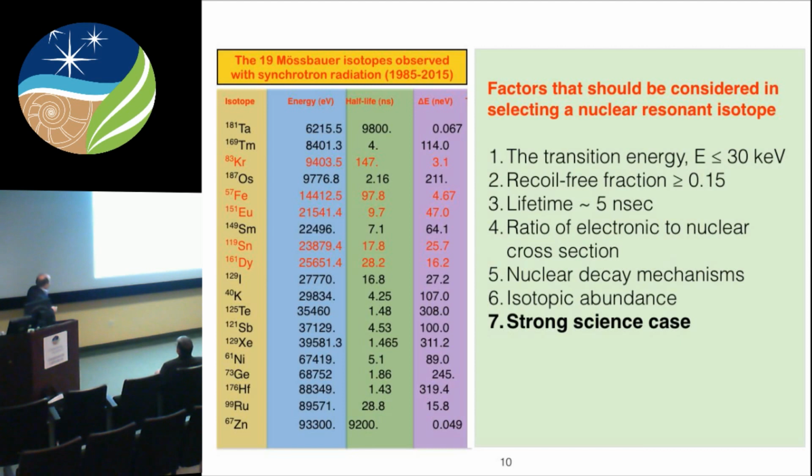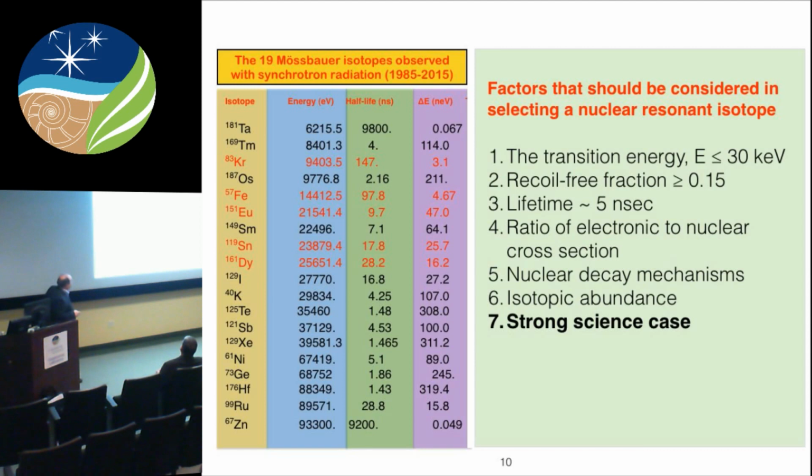So you will say, well, I'm interested in tellurium or antimony or nickel. Why don't you excite those? Because this is a question that comes very often. We are limiting ourselves below 30 keV because that's where APS excels. APS flux peaks around 20 keV, and above 30 keV, you will get a hit.